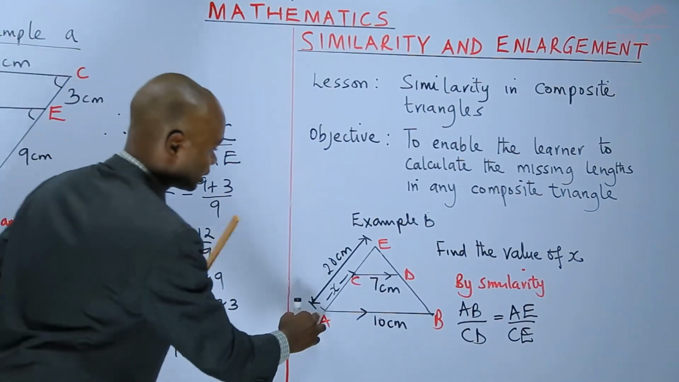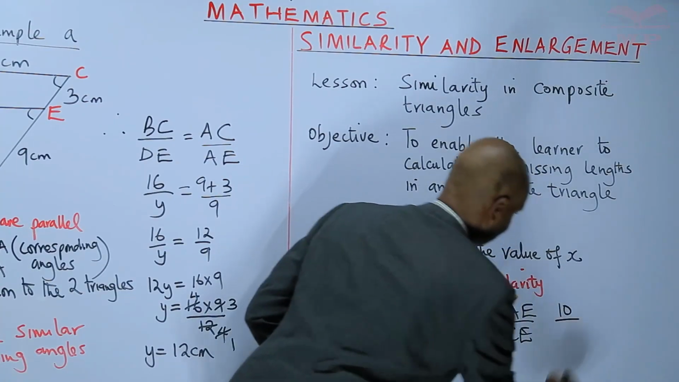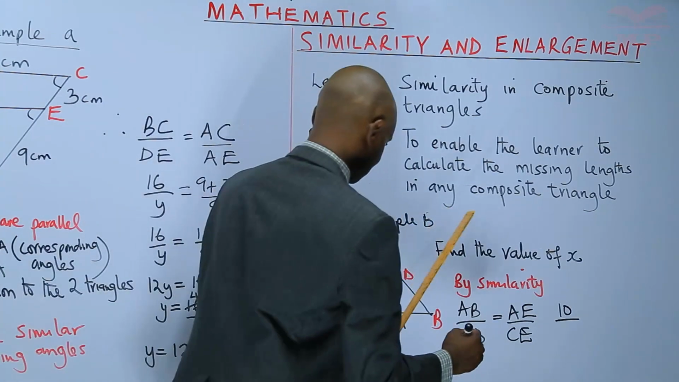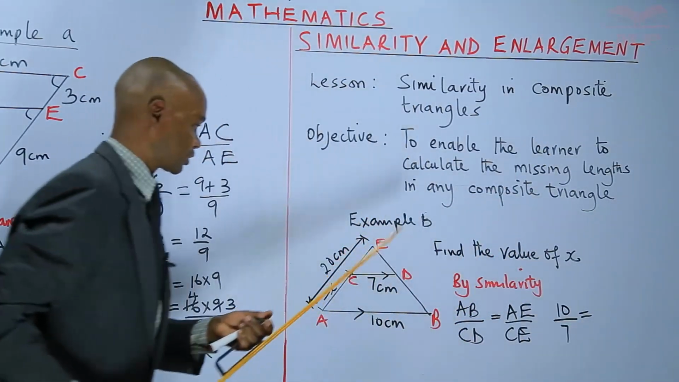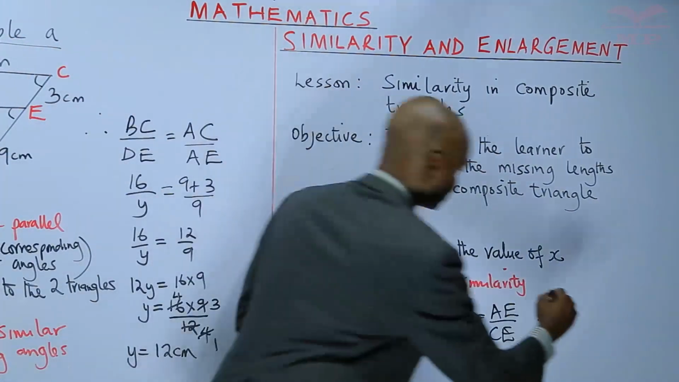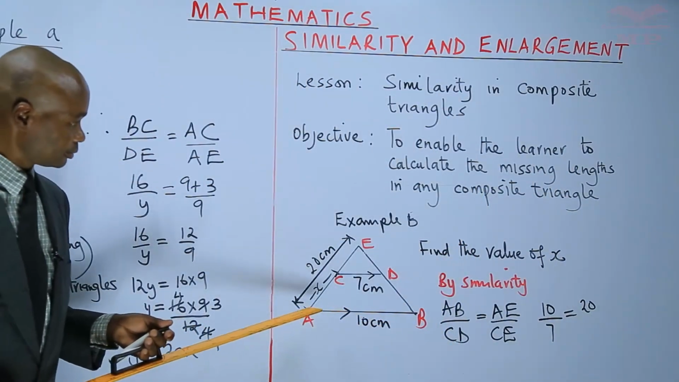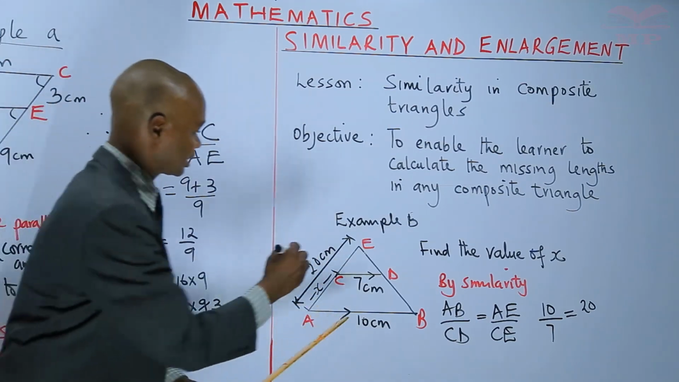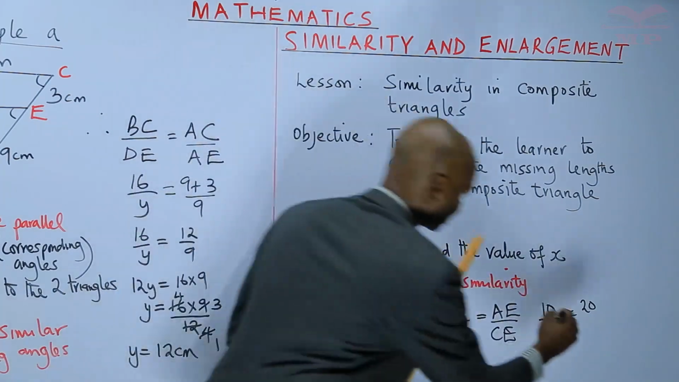AB, learner, it is 10. So it will be 10 divided by CD, 7, should give us AE, 20, divided by CE, which we don't know. We can get this one. After getting CE, we shall get x. So it's just write CE.